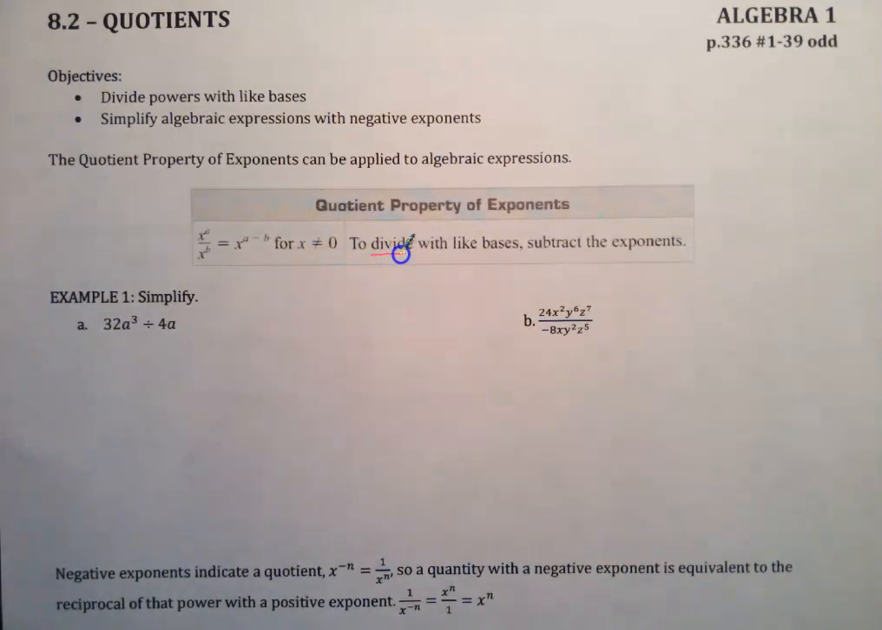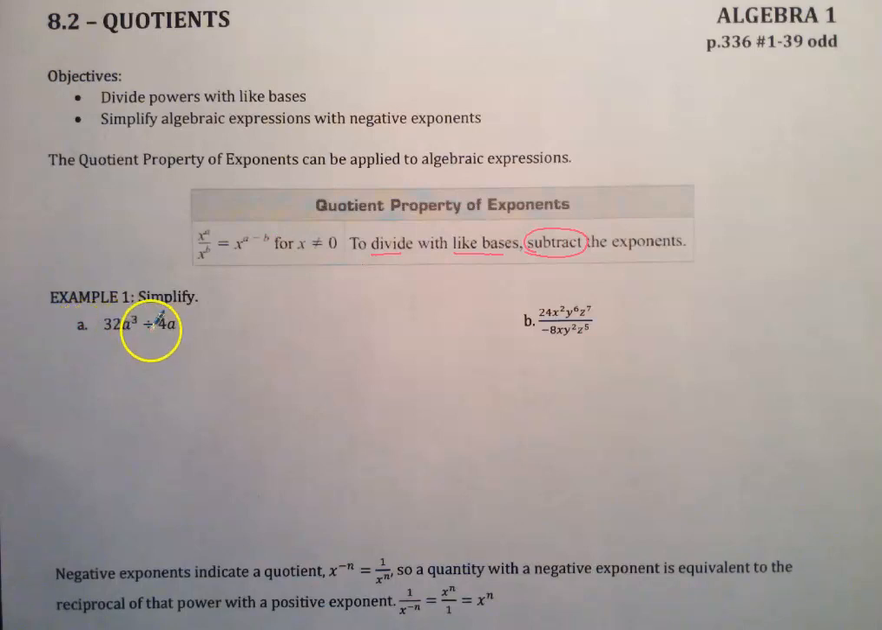Okay, so when we divide with like bases, we what? Subtract the exponents. And that's what this is showing. Just like division, the exponent on top has to come first. So that's why the a is in the numerator, the b is in the denominator, and we have a minus b. That's pretty much it to get us started. So let's look at our examples.